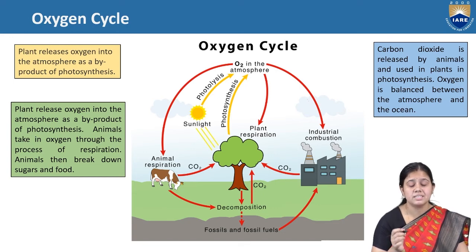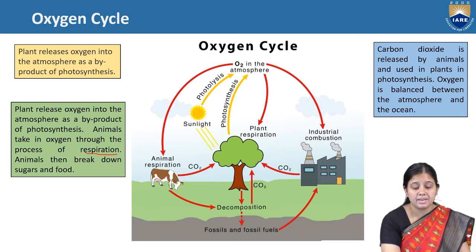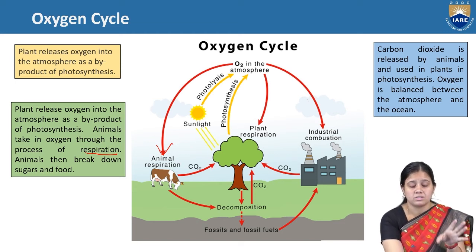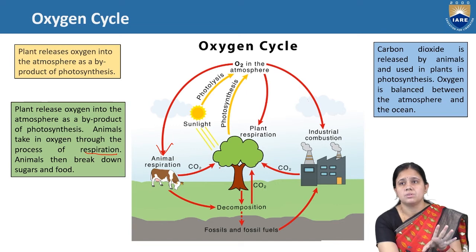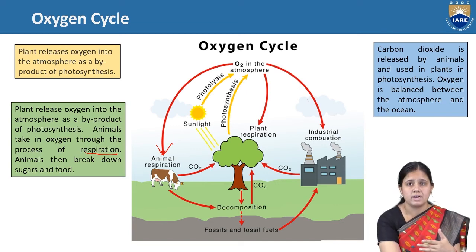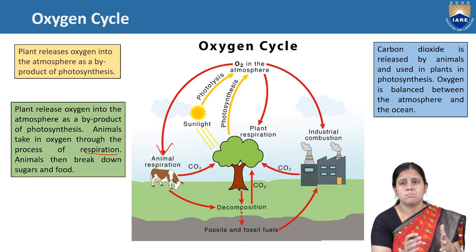Animals take this oxygen through the process of respiration, and animals break down this oxygen into the sugars and food, and then carbon dioxide is released by the animal, used in plants in photosynthesis and between the atmosphere and ocean. The cycle is nothing but the movement of oxygen.